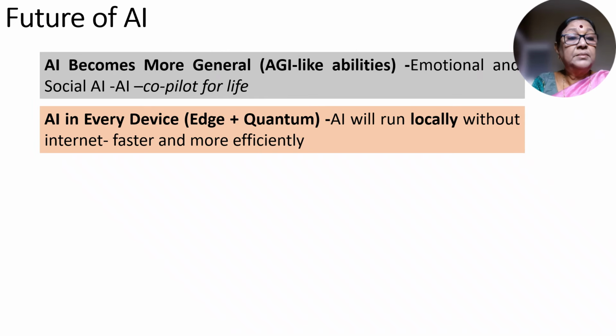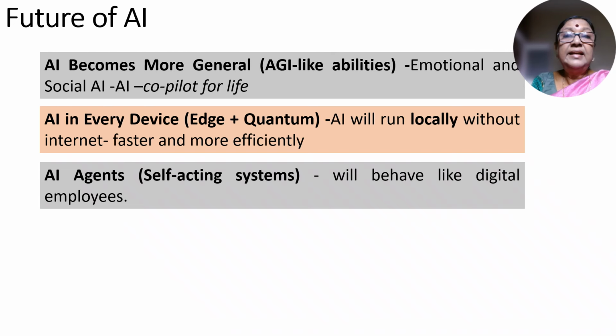Okay, then comes AI accessibility. AI is going to be there in every device through some technology called edge and quantum. So AI will run locally without internet, and it will be faster and it will be more efficient also. Then AI agents. Agents have been there from a long time ago, but these are self-acting systems. That is, it will behave like a digital employee. It will do the work for you automatically.